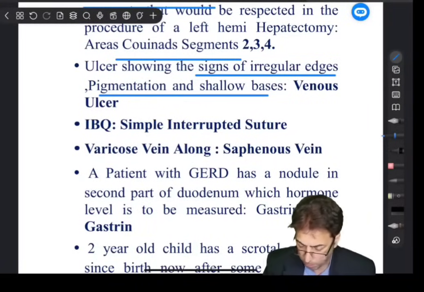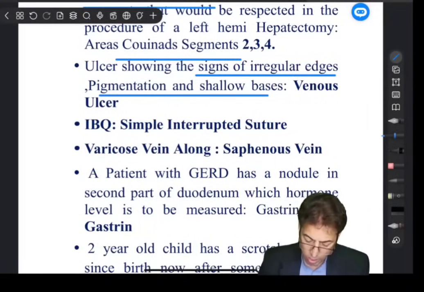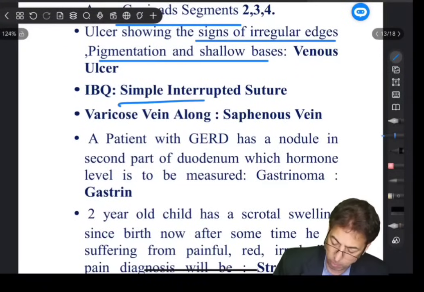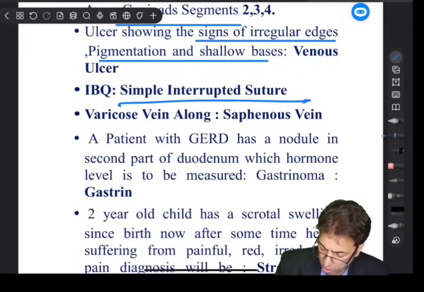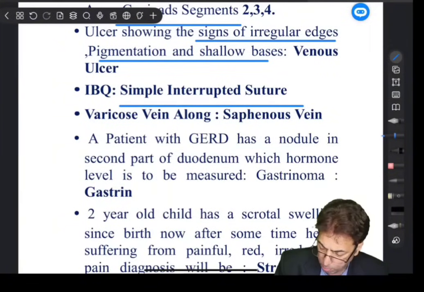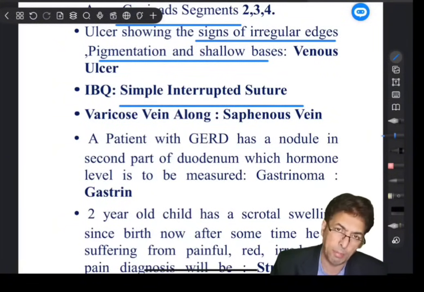So that is very, very important. Now, as far as one of the questions is concerned, it was a simple interrupted suture. I think you know what the different types of sutures are. A very simple question, IBQ based.